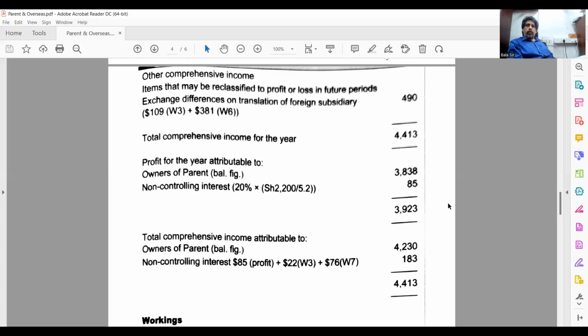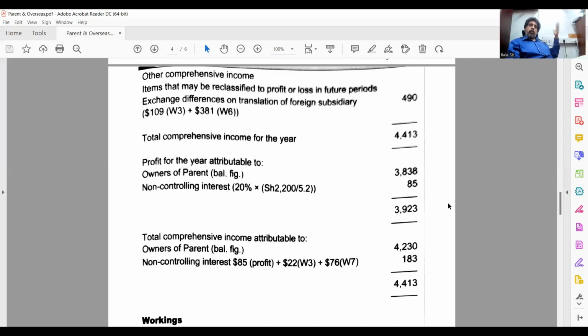Anyway, now read what is given. Profit for the year attributable to owners of parent is a balancing figure. Next line, non-controlling interest is 20% of 2,200 shillings divided by 5.2. The 2,200 is the profit reported by the subsidiary. By 5.2, you get the number of dollars. On that 20%, how much? 85. So what is the balance? $3,838. That is all.